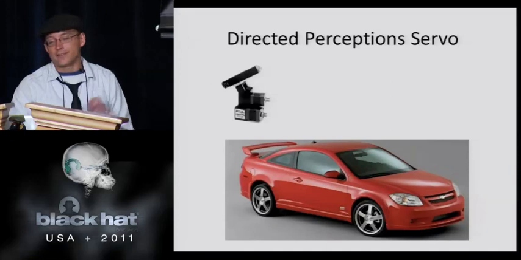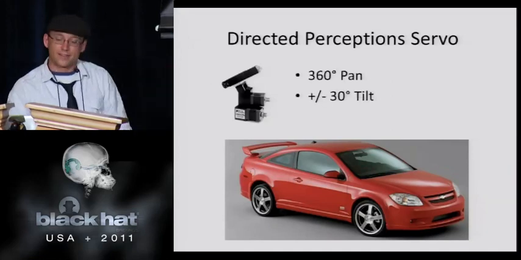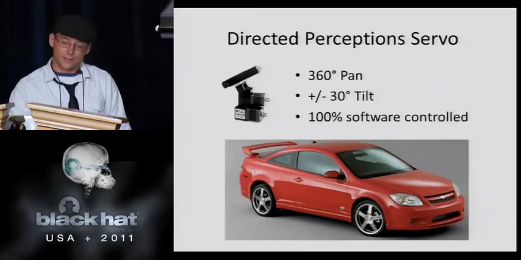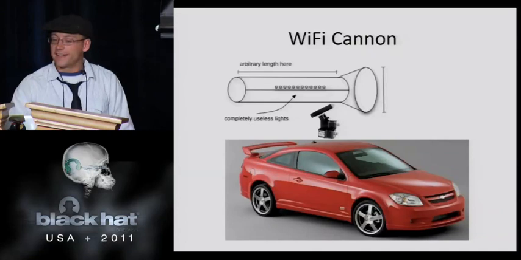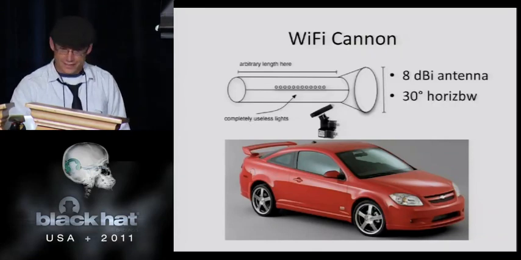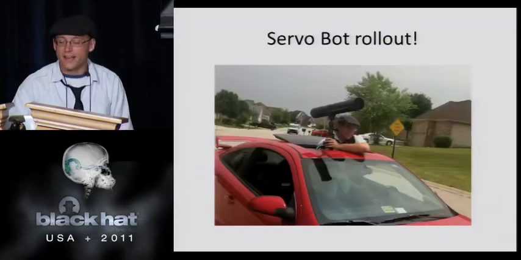Add that to a Directed Perception servo, which has 360-degree pan, plus or minus 30 degrees of tilt, and is 100% software controlled. Stick that on top, drop in the Wi-Fi cannon, as mentioned, a DVI antenna with 30-degree beam width, and the completely useless lights. And we have Servobot. Time to roll out.